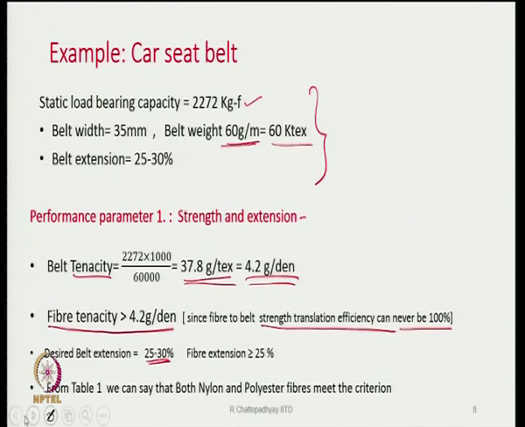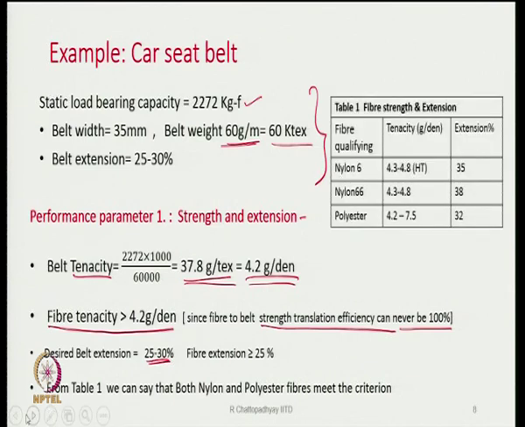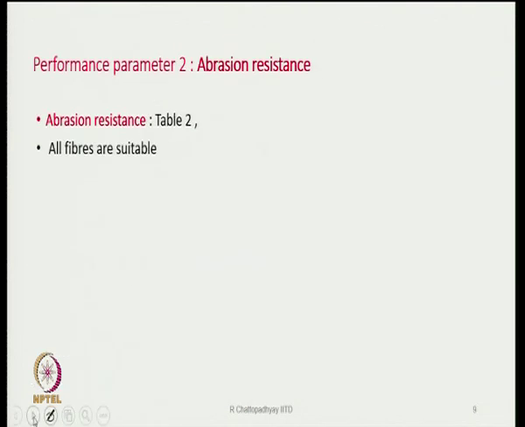Now, if you look at table 1, you can see that if I give this criteria and you study the fiber data bank where the properties are listed, we can identify these fibers: nylon 6, nylon 66, polyester. As an example, I am giving that these are the three fibers which meet the criteria that has been stated just now. And therefore, all of them will be suitable for the manufacturing of car seat belt.